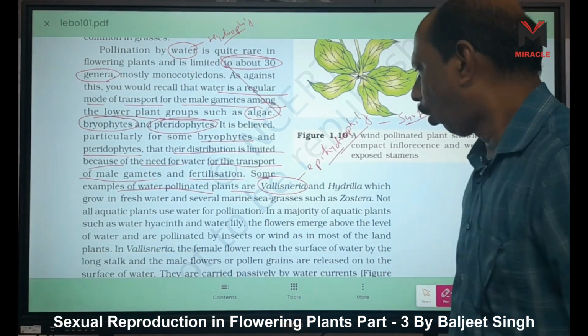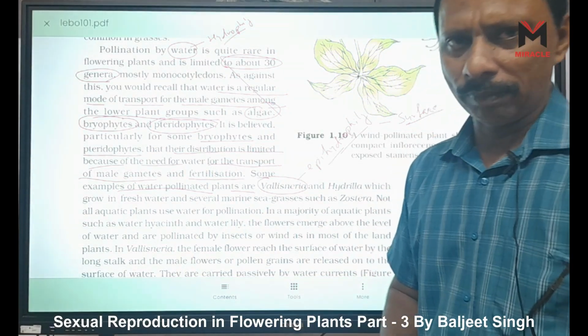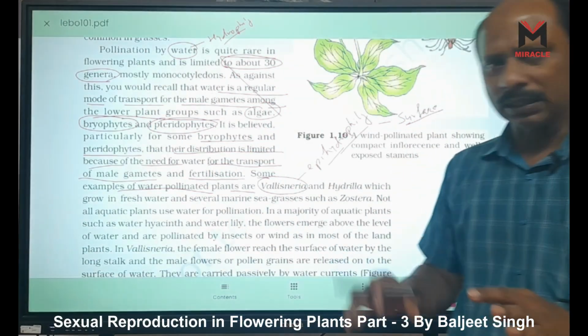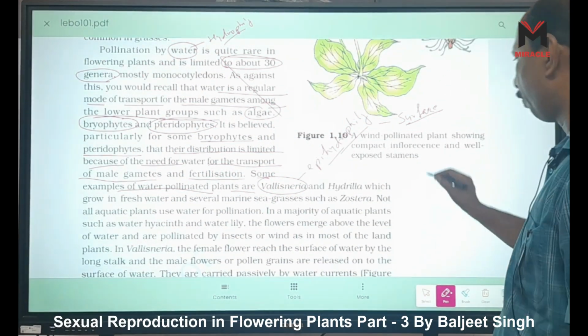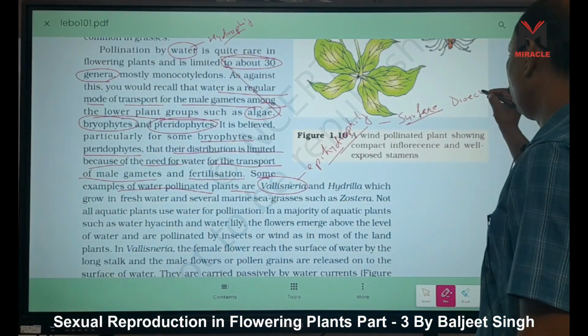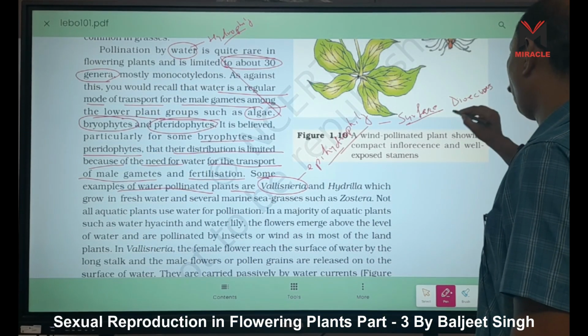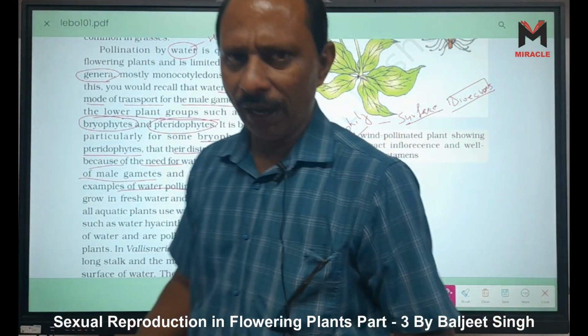Only this pollination occurs at the surface of water. All the other activities happen inside the water. Vallisneria is a dioecious plant. Dioecious means male and female plants are different, right?